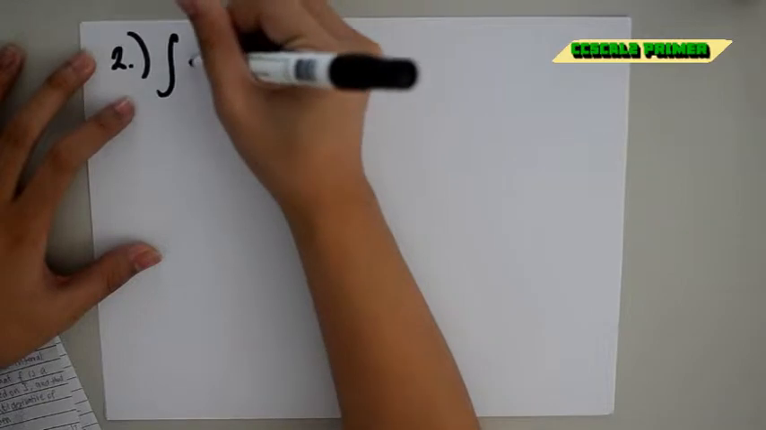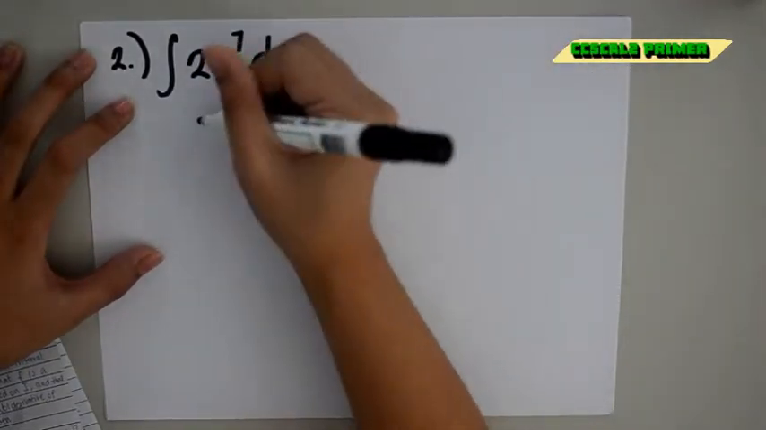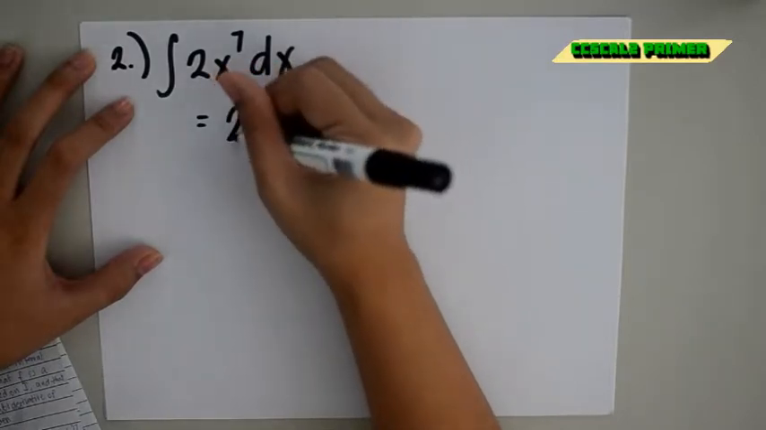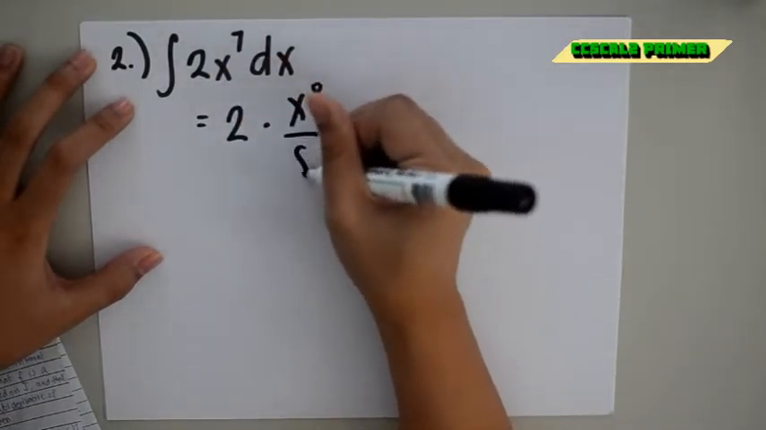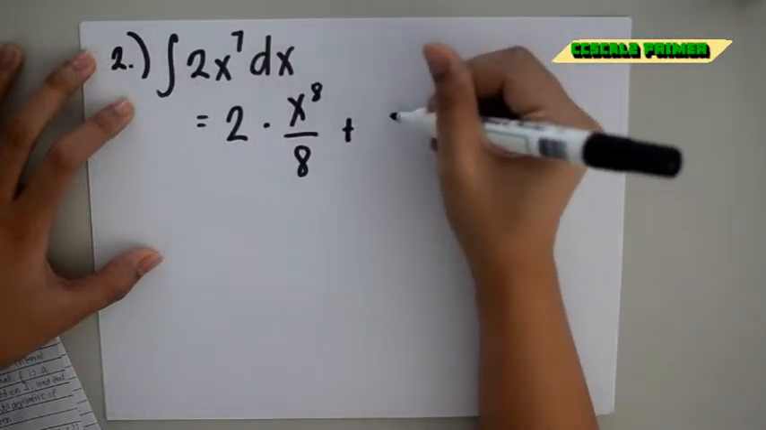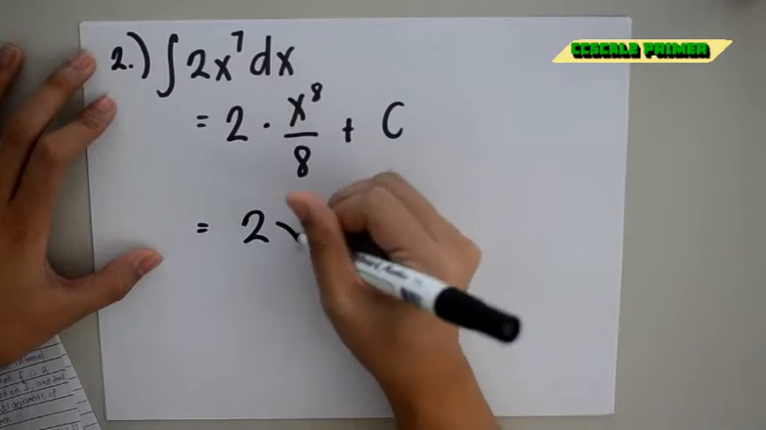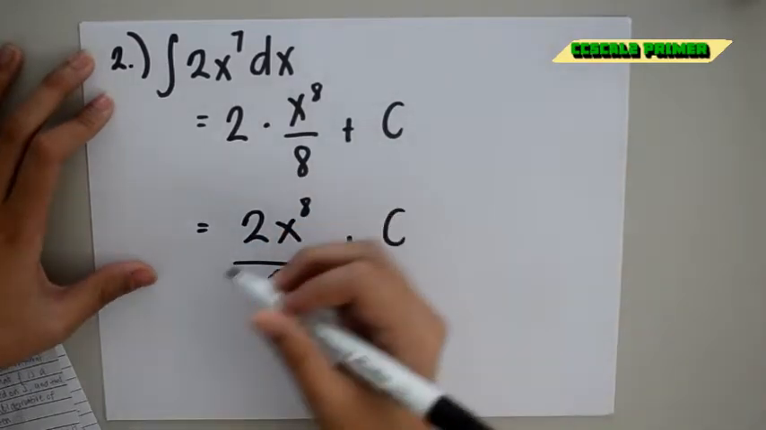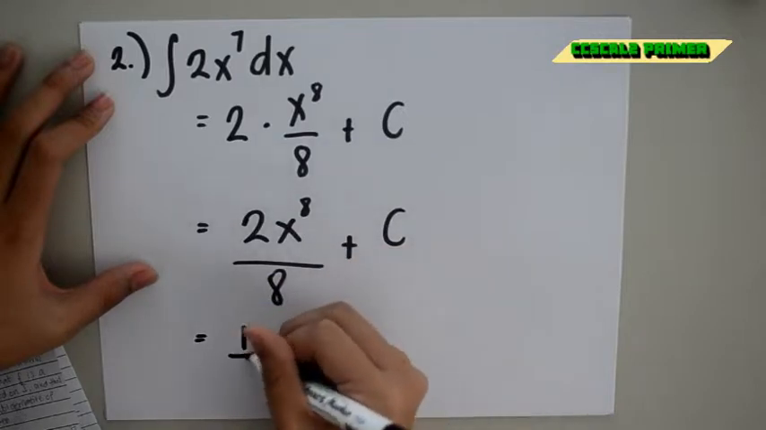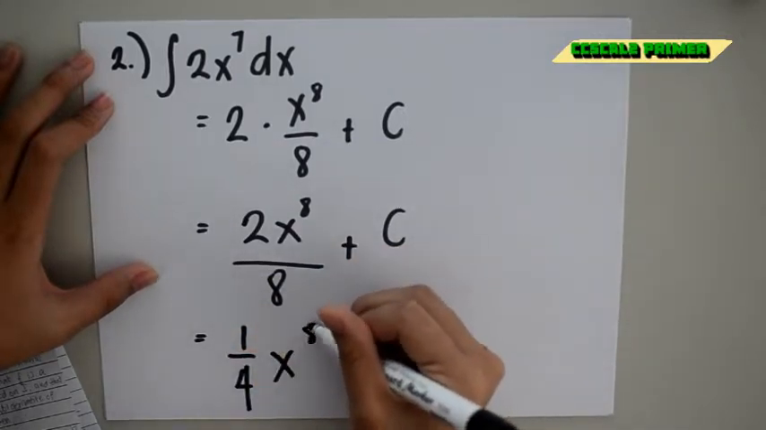Let's work on our second example. Let's find the antiderivative of 2x raised to the 7 dx. The property states that we increase the exponent by 1 and put it in the denominator of the expression, which yields 2x raised to the 8 over 8 plus c. Simplifying, the final answer is 1 over 4 x raised to the 8 plus c.